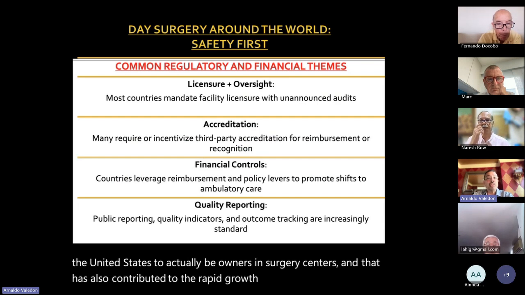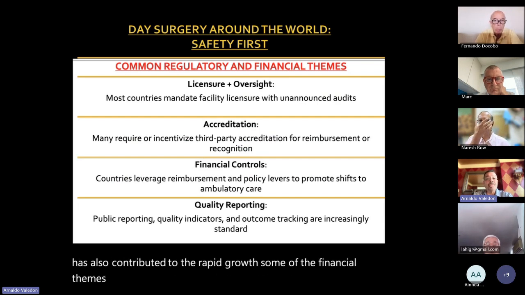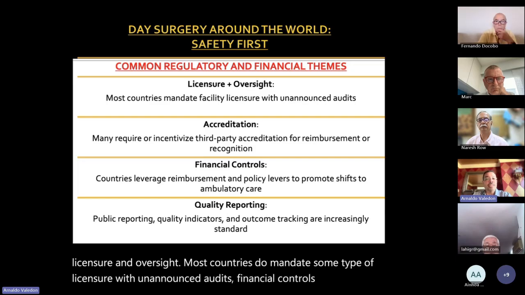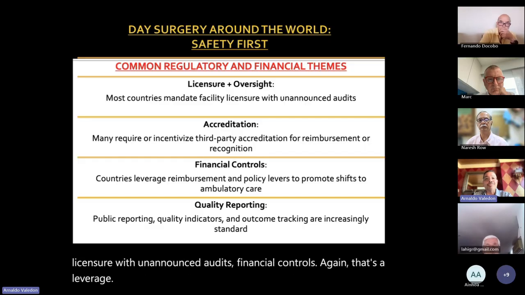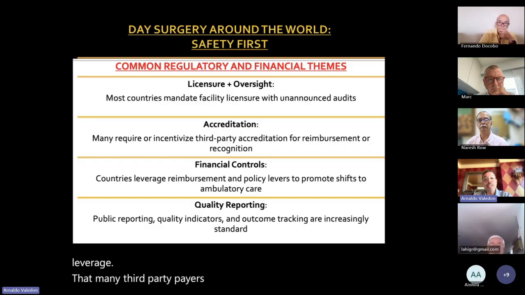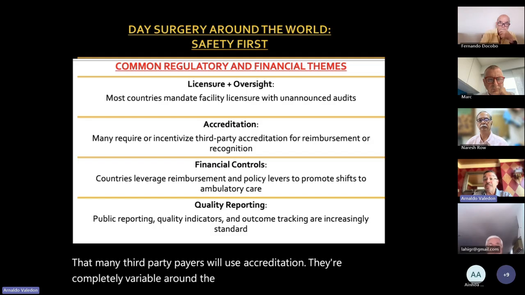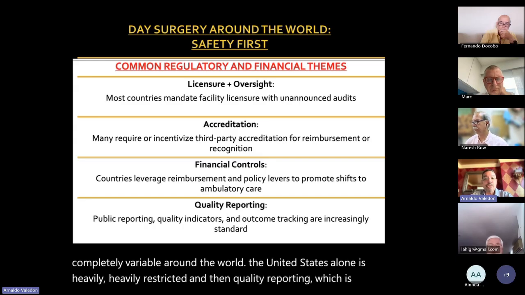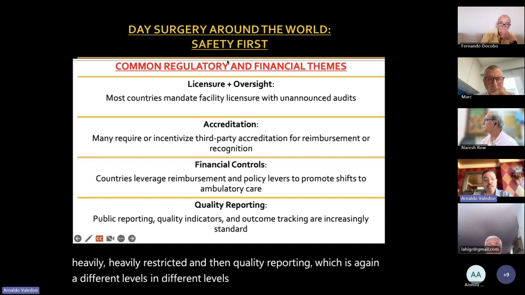Some of the financial themes and regulatory themes that we see around the world, again, licensure and oversight. Most countries do mandate some type of licensure with unannounced audits. Financial controls, again, that's a leverage that many third-party payers will use. Accreditation, they're completely variable around the world. The United States alone is heavily restricted. And then quality reporting, which is, again, at different levels in different countries of the world.